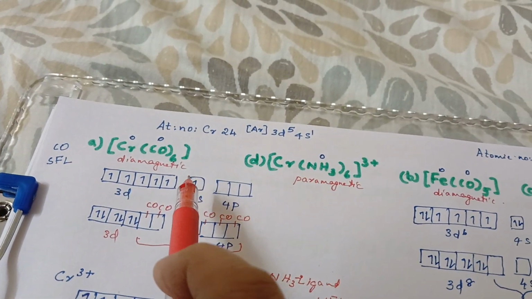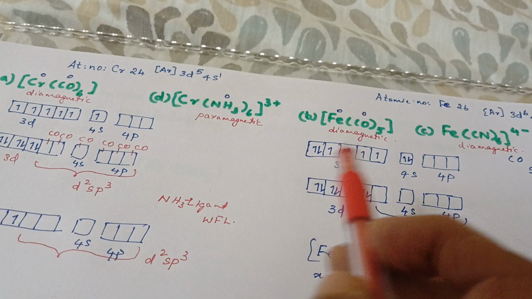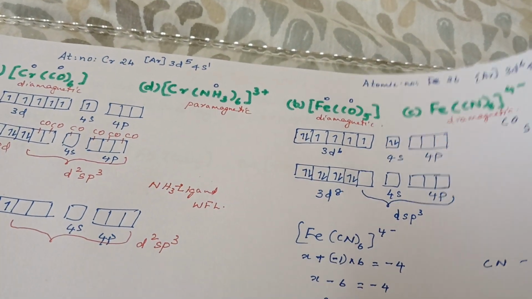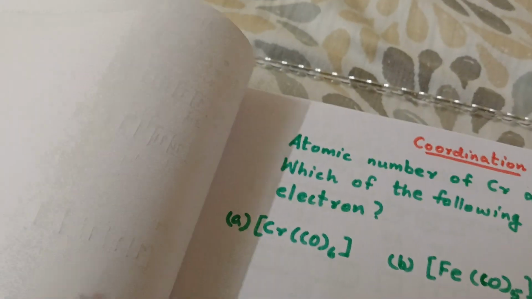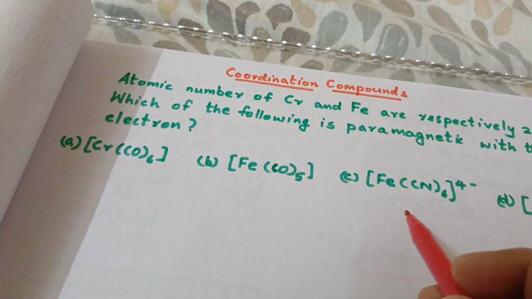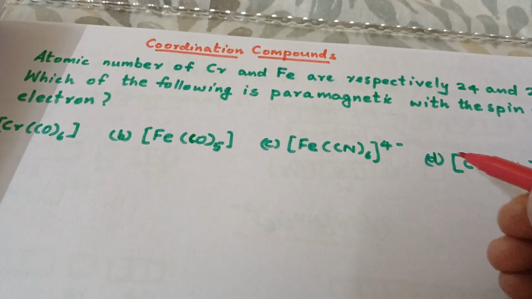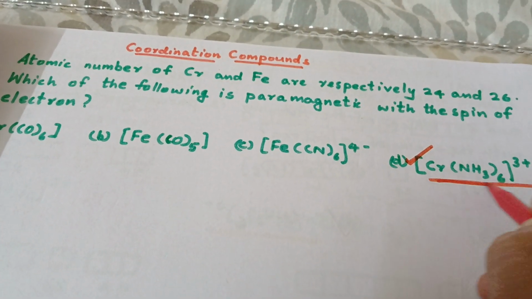So of all these four complexes, we saw that only one is paramagnetic, and that is [Cr(NH3)6]3+. That is the only paramagnetic complex. This one is diamagnetic, this is diamagnetic. [Cr(NH3)6]3+ is the one complex which is paramagnetic.